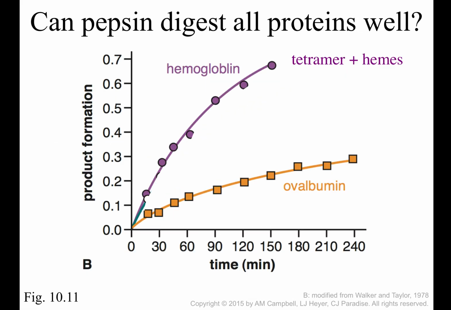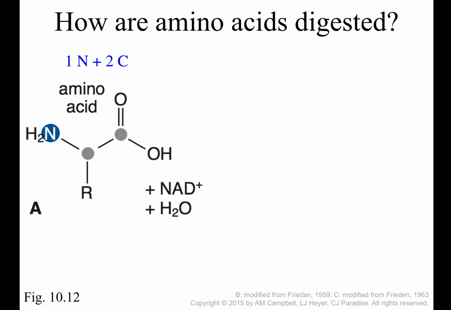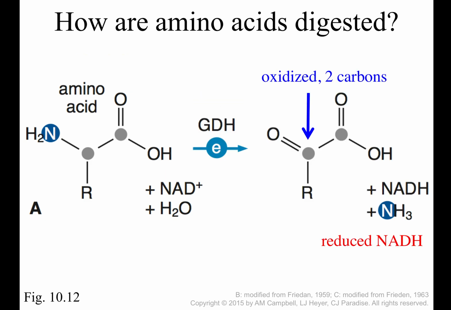And that's part of the reason why you have multiple proteases. It's not that one protease breaks down all proteins. Okay, so let's say you found a protease that can digest your protein and cut it up. One of the things it can generate is a 2-carbon intermediate.